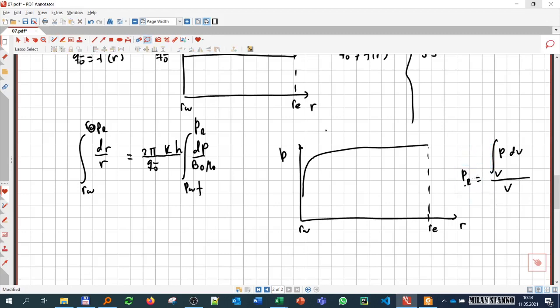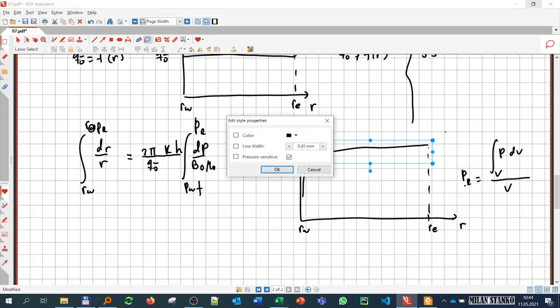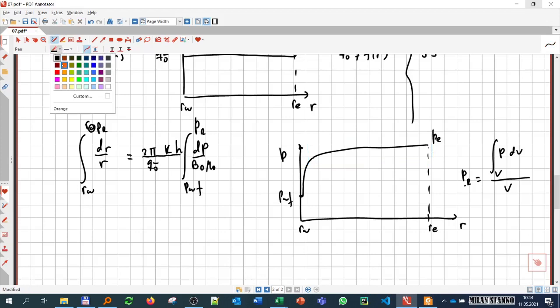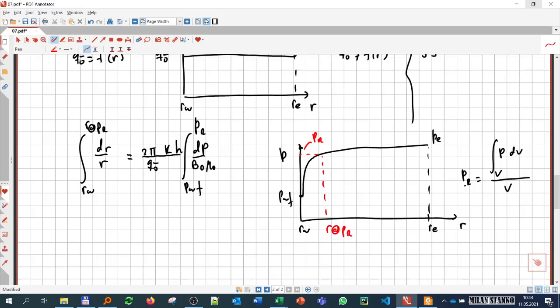Essentially here you have PE, and this is your PWF. So reservoir pressure is going to be someplace in between, because it's the pressure that you get when you shut in production. This is PR, and this is the R at which you have PR.